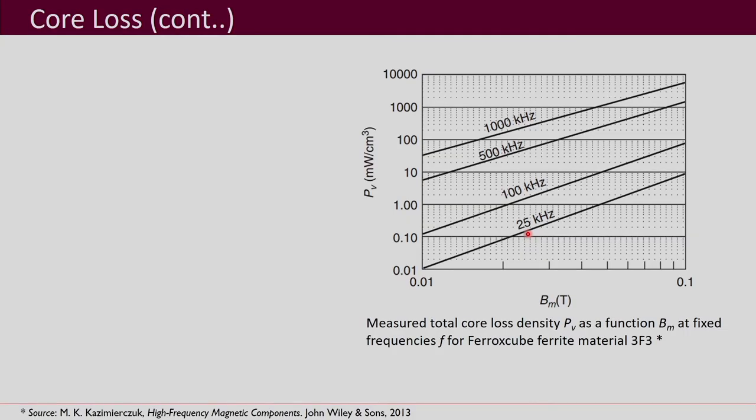So this is a graph between your BM and your PV. What we see here is that as your BM increases, for any particular frequency, your core loss is going to increase. And if we go for higher frequencies, then also your core loss is going to increase, and it is kind of a linear rise that we can see here in this graph. This is logarithmic, so it is linear in terms of logarithmic representation.